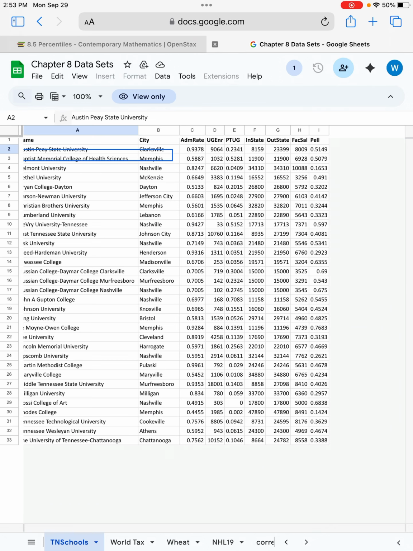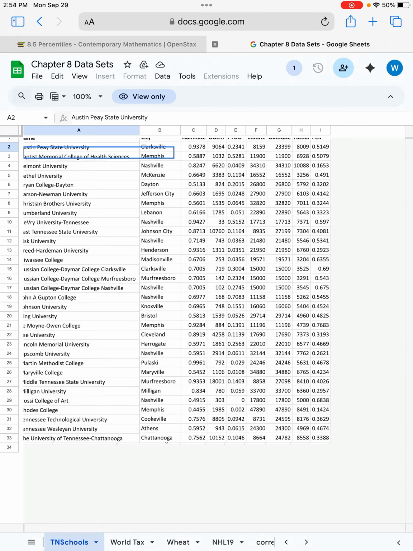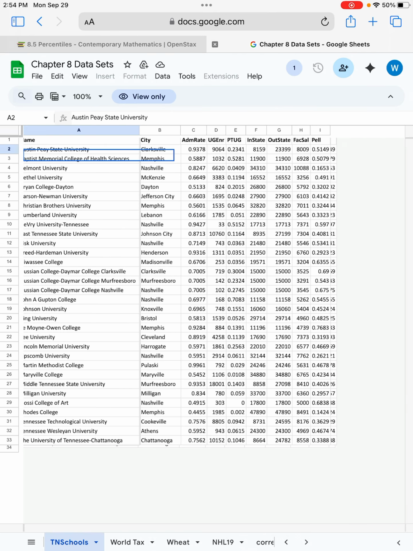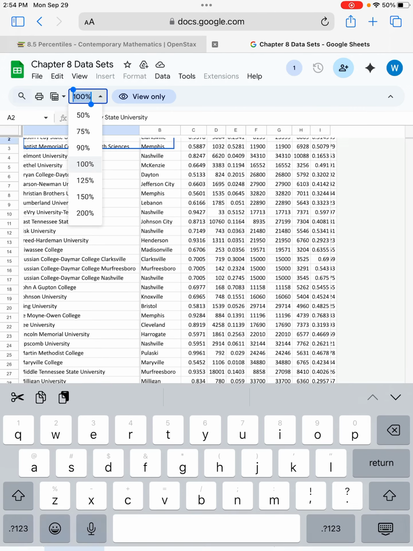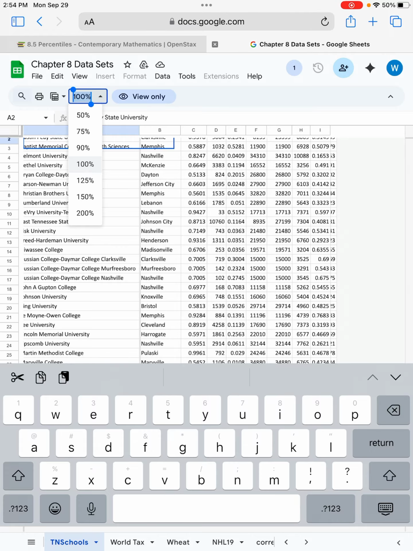We know what to do. We need to find that admission rate and count the data that's below it. But as I look at this data, I'm trying to see if I can make it bigger here.